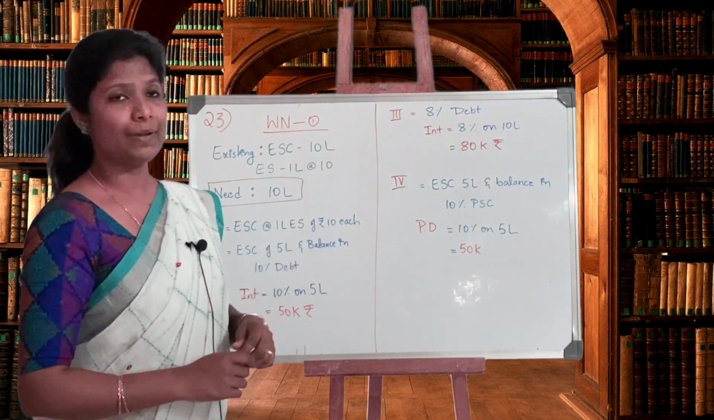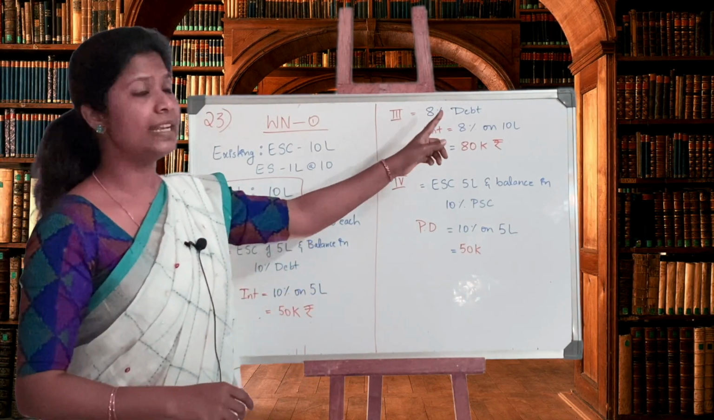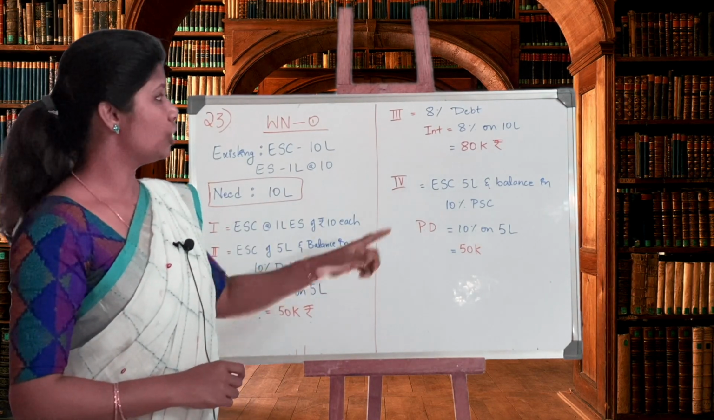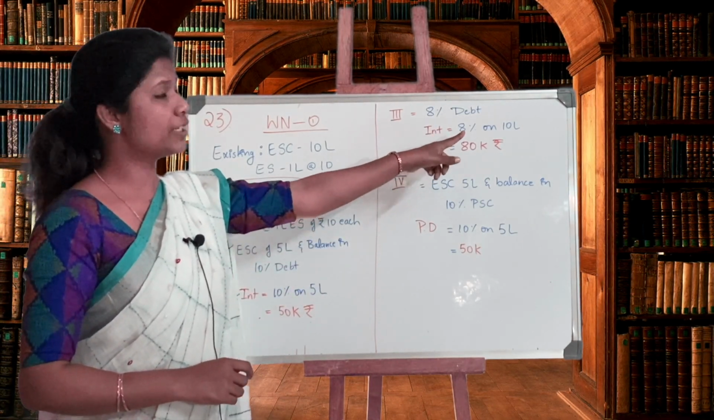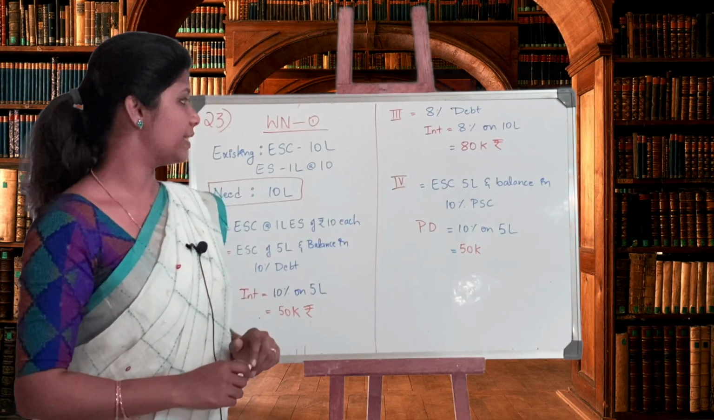Moving to my third plan, it's completely debenture. 8% debenture of rupees 10 lakh. That is the needed capital. So I calculate my interest. 8% on 10 lakh, I get interest of 80,000 rupees.